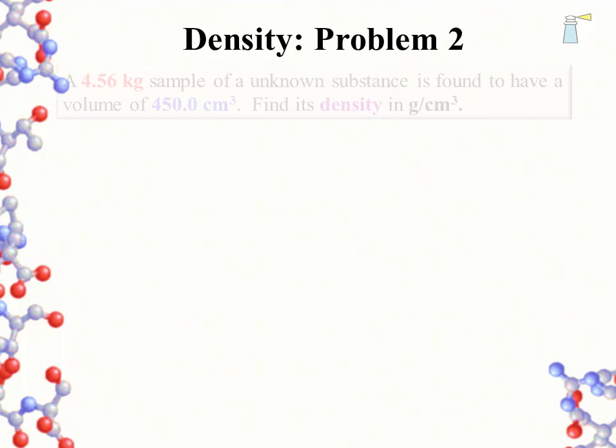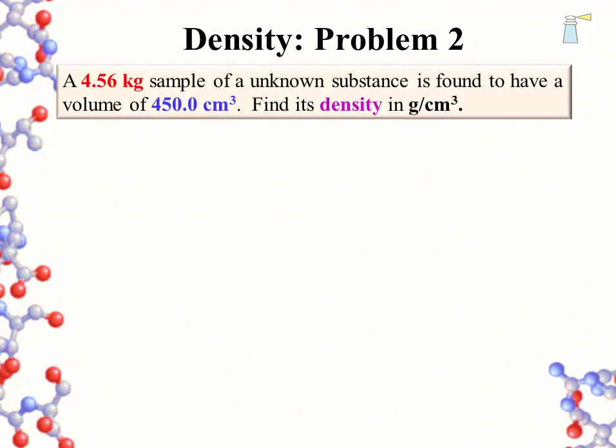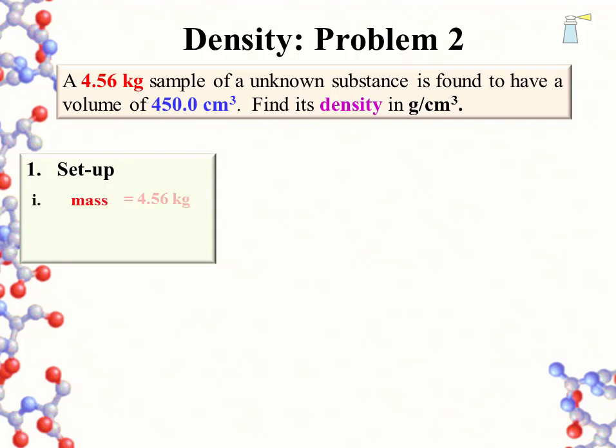Density problem 2. A 4.56 kilogram sample of an unknown substance is found to have a volume of 450.0 cubic centimeters. Find its density in grams per cubic centimeter. We begin with the setup. Step 1. Identify the known and unknown variables. Does the problem give us mass? Yes, it does. Mass is equal to 4.56 kilograms. Does the problem give us volume? Yes. Volume is 450 cubic centimeters. Remember, a cubic centimeter is the same as a milliliter.